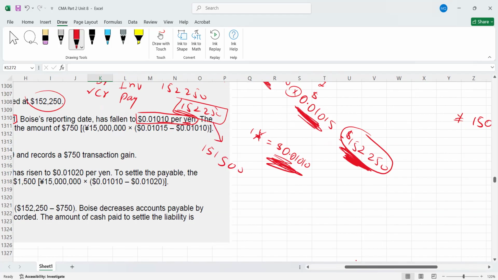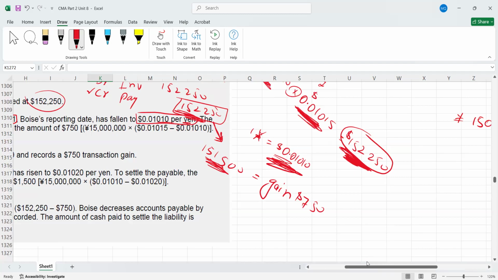So is it a gain for you or a loss for you? Definitely, it is going to be a gain for you. How much gain? $750 is your gain. Now, what you will do at the end of year? Because your liability has reduced due to exchange rates. Previously, you were thinking you have to pay $152,250 to buy 15 million yen. Now, as per the exchange rate, you have to pay 151,500 to buy 15 million yen. So you got a gain of 750.